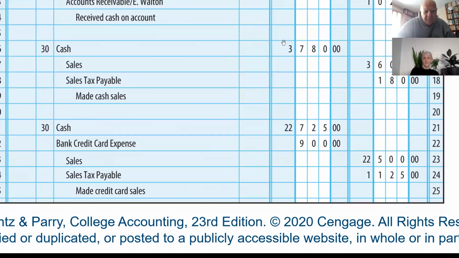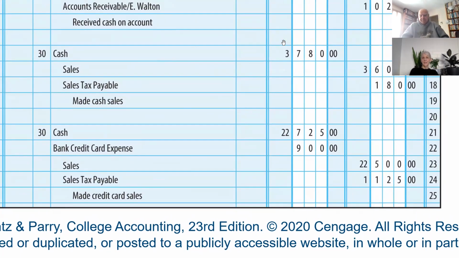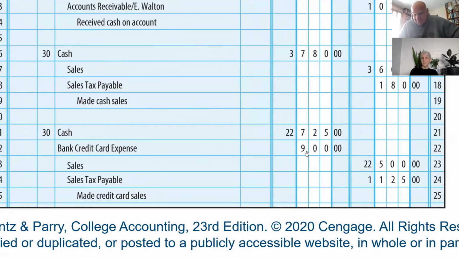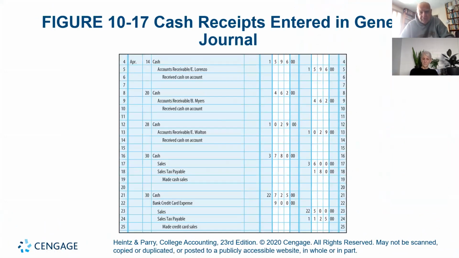Okay, here we go. So take a look at that. We started with the merchandise. They sold one diamond for 22.5, with 11.25 sales tax. But the credit card company took out 900. So we take these two credits, add them together, subtract the 900, and balance the journal entry with the cash amount.